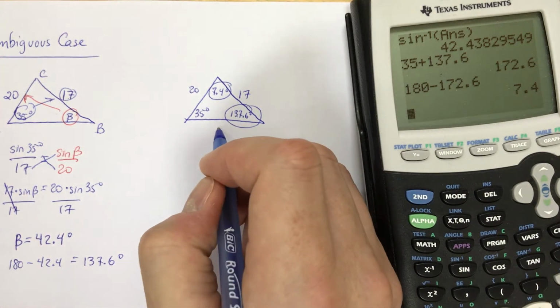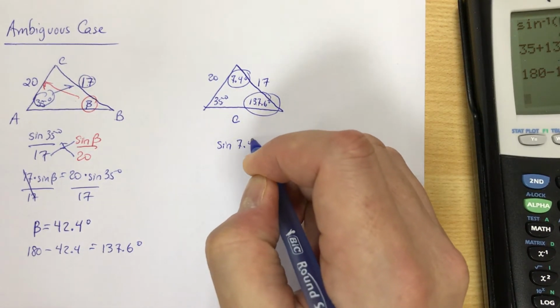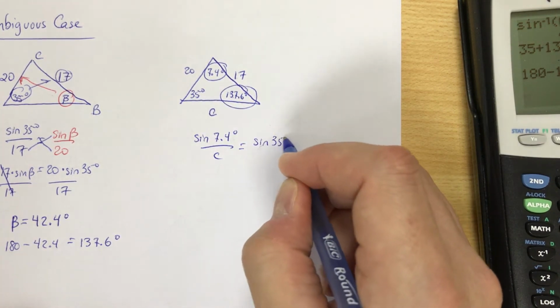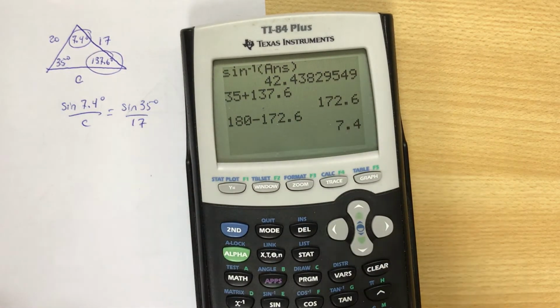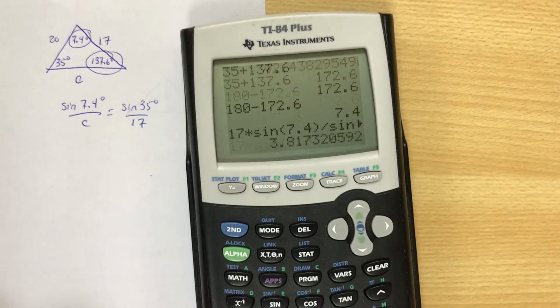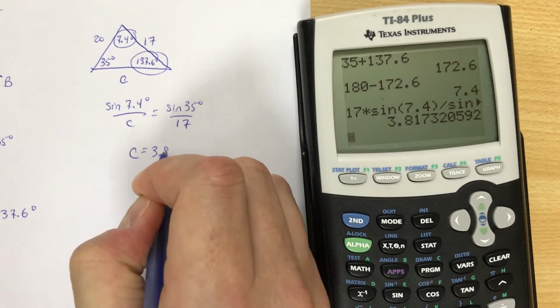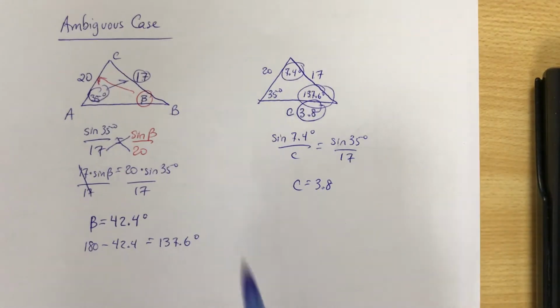And if I were to find my other missing side here, if I was to find c, I would take the sine of 7.4 degrees divided by c, equal to sine of 35 degrees divided by 17 again. And so with my cross multiplying, I would do 17 times the sine of 7.4, and then I would divide that by the sine of 35. Okay, I didn't type it as a fraction, but that's fine. And I would get 3.8. So c is equal to 3.8. Now this is possible. That actually works as a triangle.